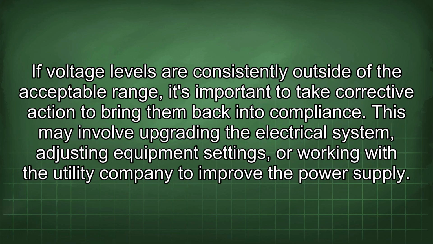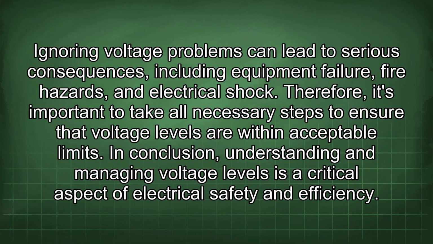If voltage levels are consistently outside of the acceptable range, it's important to take corrective action to bring them back into compliance. This may involve upgrading the electrical system, adjusting equipment settings, or working with the utility company to improve the power supply. Ignoring voltage problems can lead to serious consequences, including equipment failure, fire hazards, and electrical shock. Therefore, it's important to take all necessary steps to ensure that voltage levels are within acceptable limits.